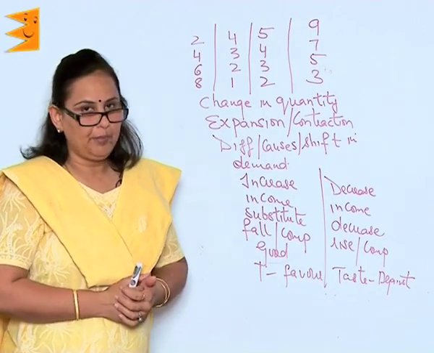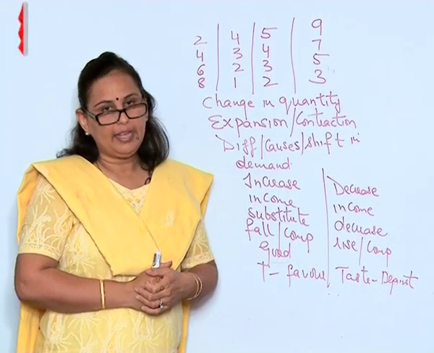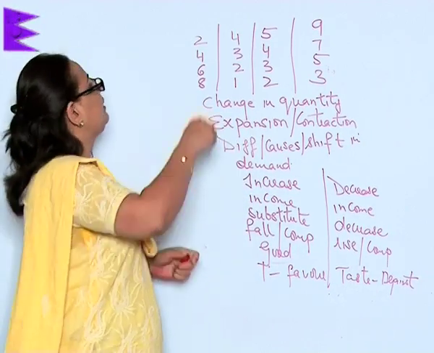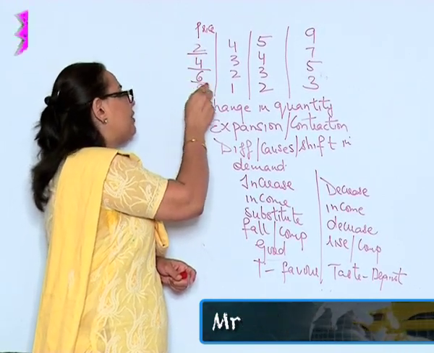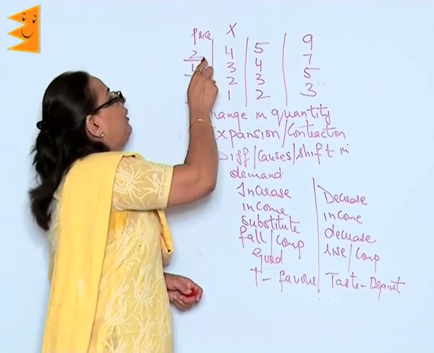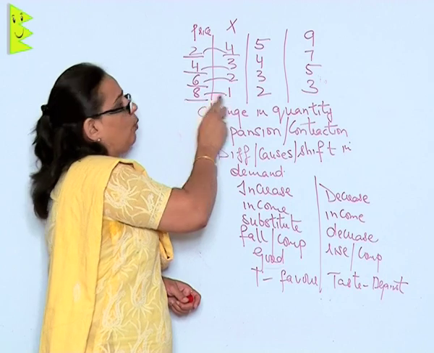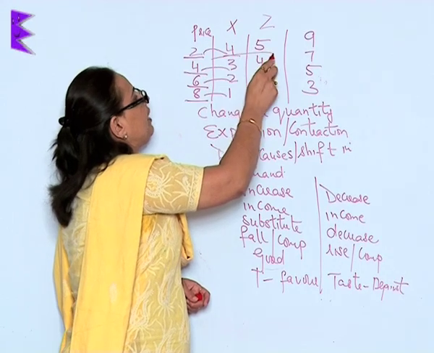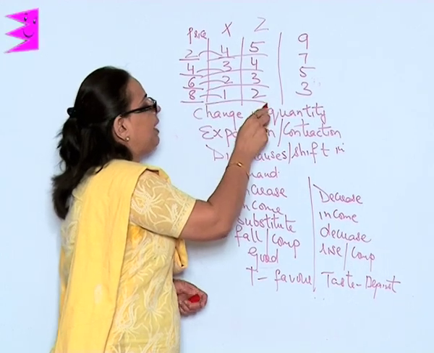Let me give you an example of the demand schedule, individual as well as market, in the tabular presentation. Supposing this is the price of the commodity, 2 rupees, 4 rupees, 6 rupees and 8 rupees. And this is consumer X. At 2 rupees he is buying 4, at 4 rupees 3, at 6 rupees 2, at 8 rupees 1. This is consumer Z, that is at 2 rupees he was buying 5, at 4 rupees he was buying 4, at 6 rupees he is buying 3, at 8 rupees he is buying 2.